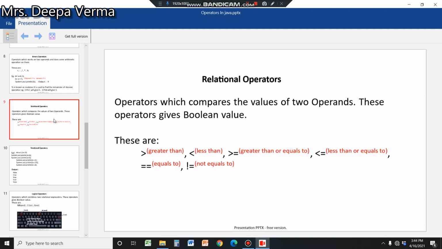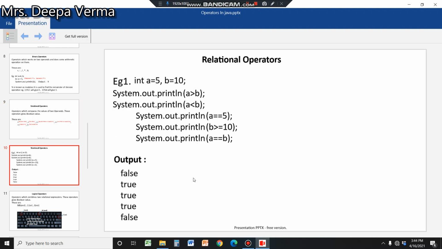Next is the relational operator. You have also studied relational operators in class 7. They compare the values of two operands. These operators give a Boolean value. Same thing here also, only some symbols are different. Like equal to, we will not write a single equal to here. Here we will write double equal to. There we were writing not equal to in a different manner. Here we will use the exclamation sign and equal to for this relational operator. You can see in this slide.